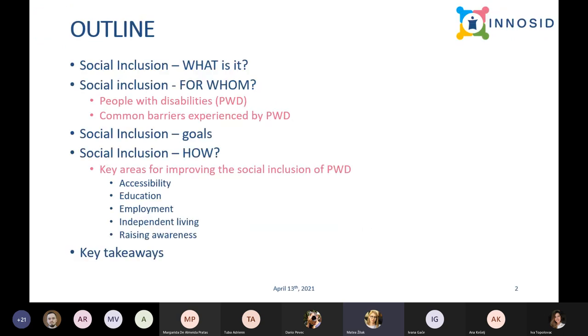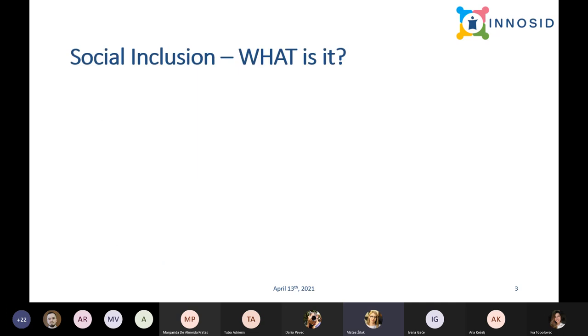At the beginning, let's go shortly through the outline of the presentation. First, we will go through some theoretical background on social inclusion: what it is, for whom it matters the most, what the vulnerable groups related to social inclusion are, with a special focus on people with disabilities and the barriers they experience. Then we will conclude what the goals of social inclusion are and how those goals can be reached in each of the key areas for improving the social inclusion of people with disabilities. At the end of my part, I will conclude with one key takeaway from this lecture.